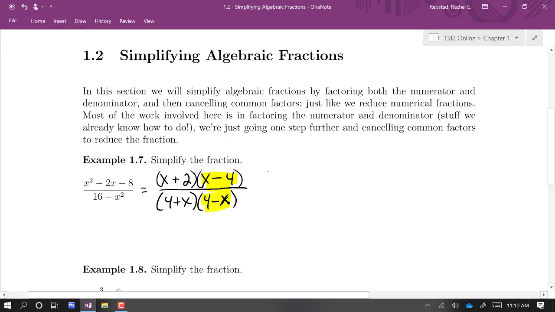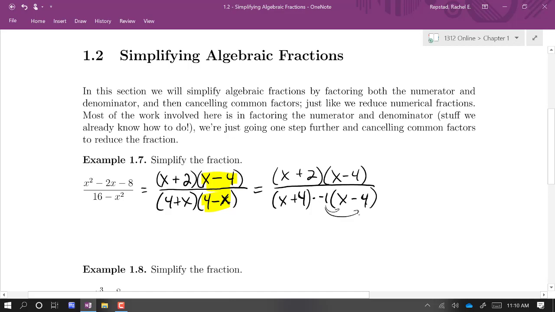So what I'm going to do here is take out a factor of -1 from that bottom factor. I'm going to write that 4 plus x as x plus 4 just because they are equal and I'm used to writing the variable first. And then we have -1 times x minus 4. You can double check. If you distribute that -1 through, you will recover the expression 4 minus x. So now the x minus 4's cancel.